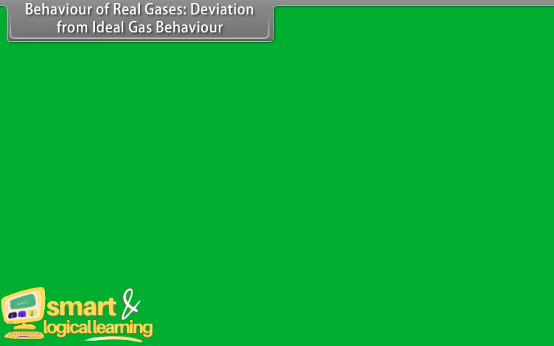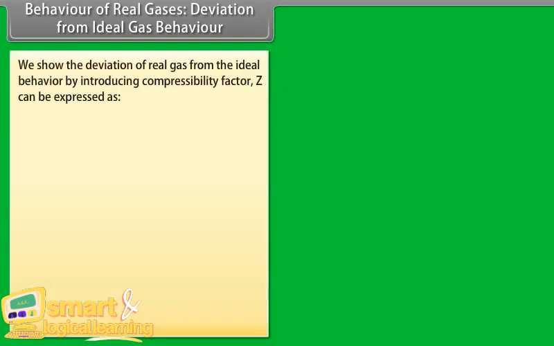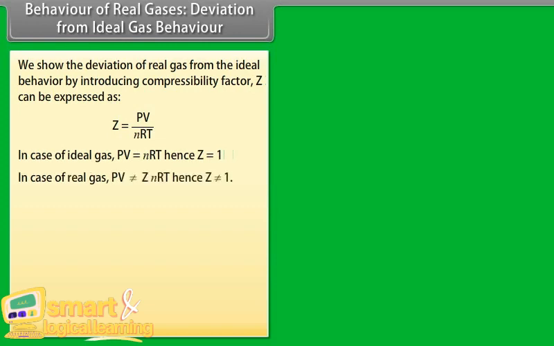Behavior of real gases. Deviation from ideal gas behavior. We show the deviation of real gas from the ideal behavior by introducing compressibility factor. Z can be expressed as Z = PV/nRT. In case of ideal gas, PV = nRT, hence Z = 1. In case of real gas, PV ≠ ZnRT, hence Z ≠ 1.